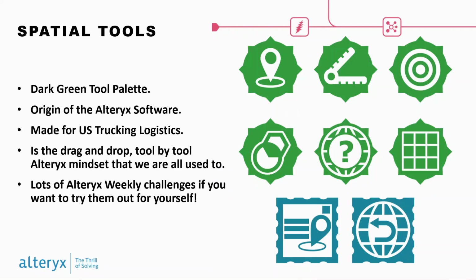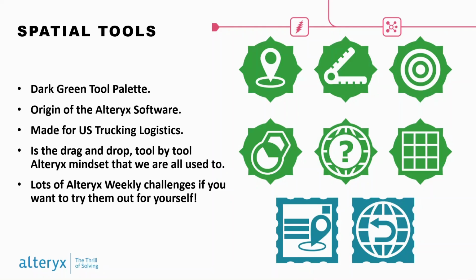Just looking at some of the tools on the right here, we've got the create points tool, which is going to allow us to get spatial objects from lat longs. We've got the distance tool to find distance between two objects. We've got the trade area tool, which is going to show us 5-mile rings or 10-mile rings around an object, as well as you might be able to look at some drive time distances around an object.